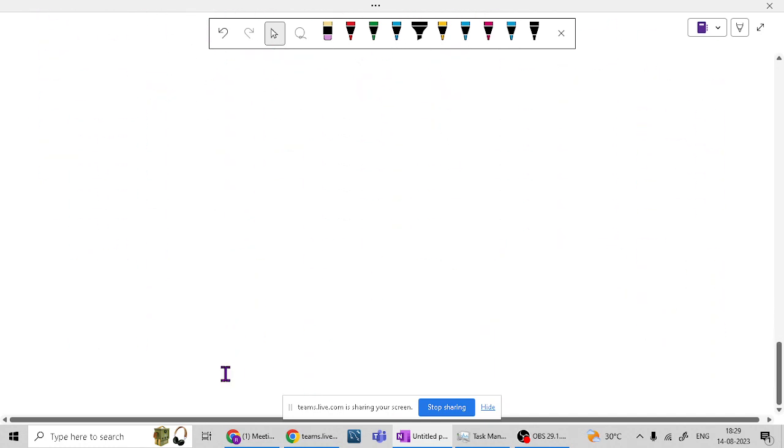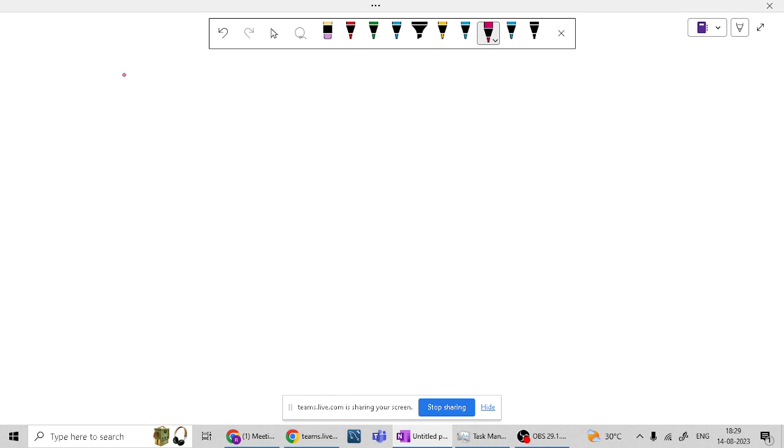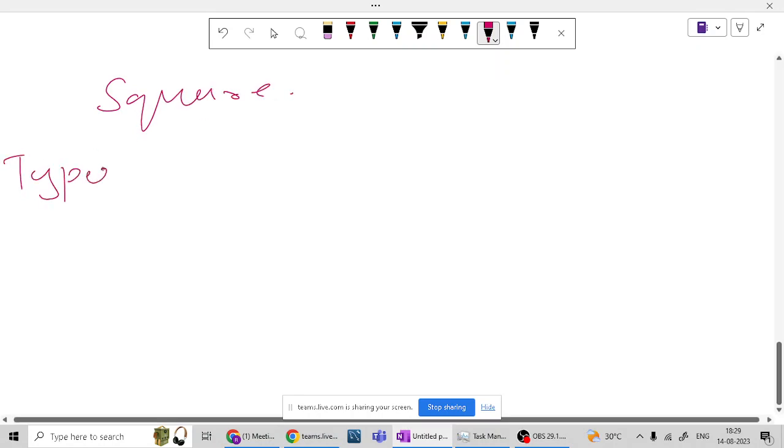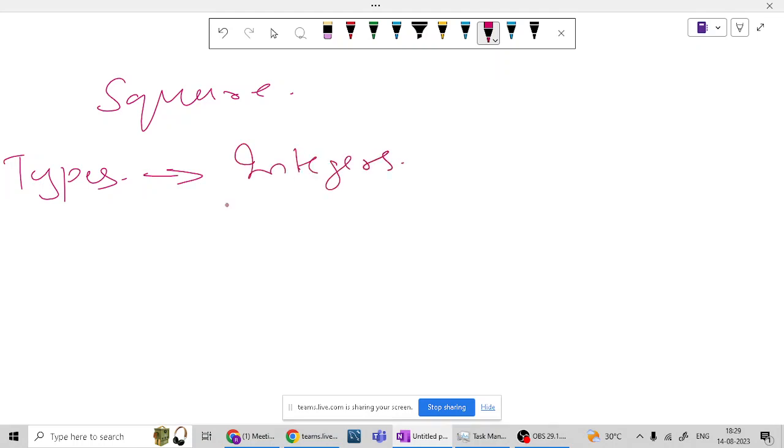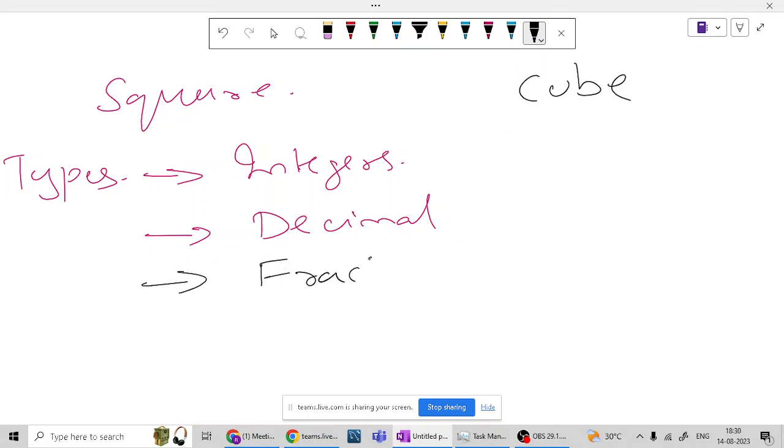Okay, even in this question, let me check. For squares, what did we study? What are the types of numbers we had? Integers, decimal. Don't you remember? What are the types of numbers? Fraction. Correct. Integers, decimal, and fraction.